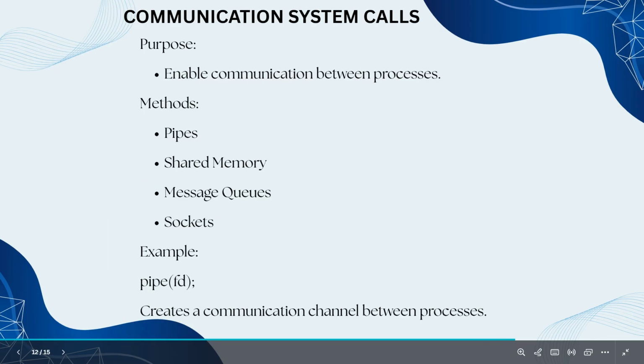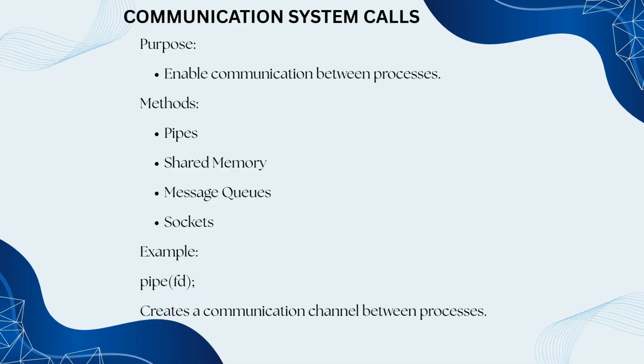The next is communication system calls. They are used to enable communication between processes. The methods of communication system calls are pipes, shared memory, message queues, and sockets. Here we are using the system call pipe. It is used to create a communication channel between processes. So if you want to create a communication channel between any two processes, we can use the pipe system call.